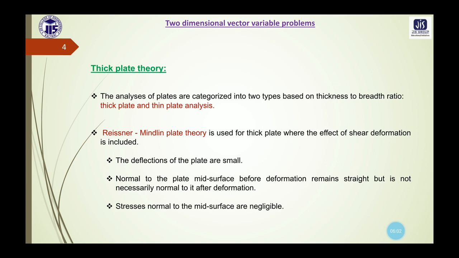But in case of this thick plate theory, the Mindlin plate theory is used, where the effect of the shear deformation is included.